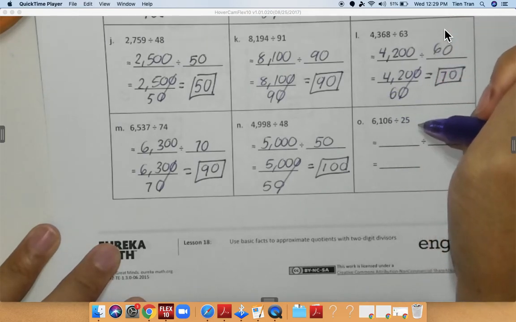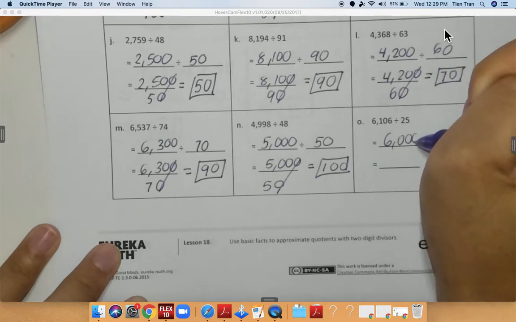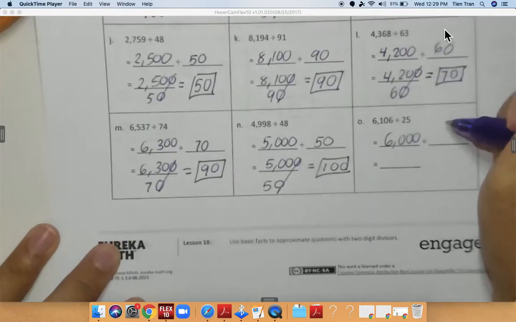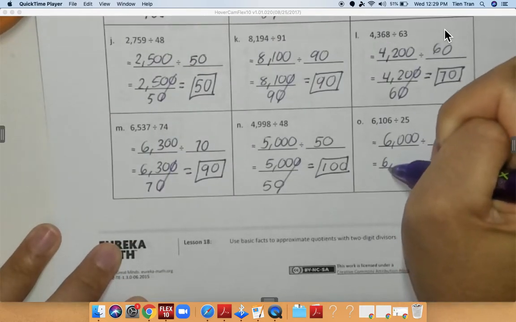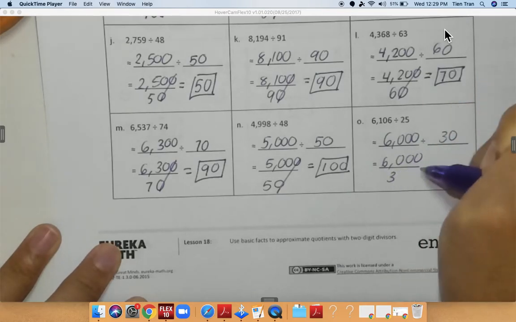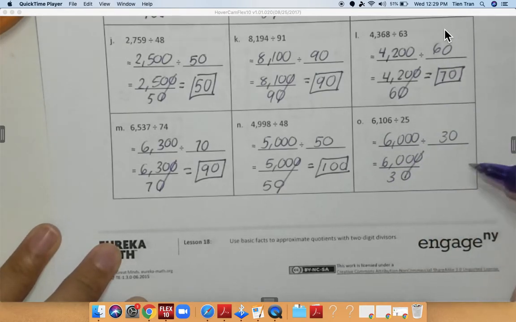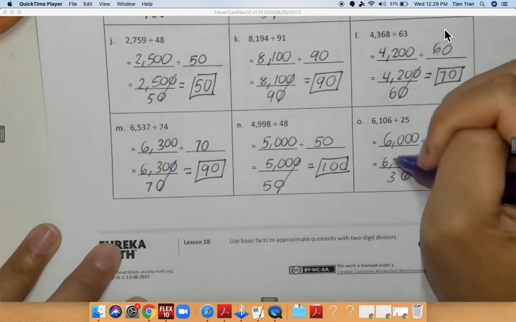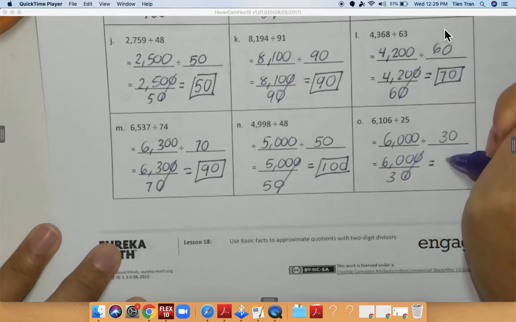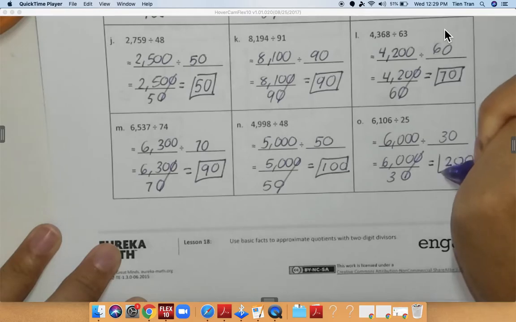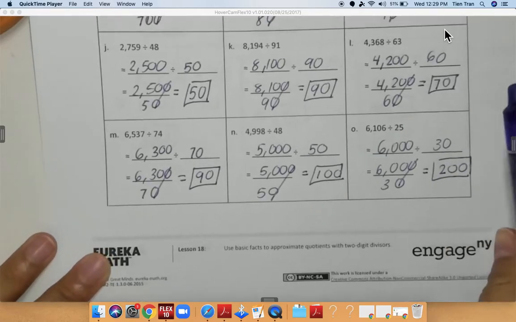Over here, I have 6,106, so I'm going to write down 6,000. 25 can be rounded to 30. 6,000 divided by 30. I have 0 divided by 0 is equal to 0. 600 divided by 3, or 6 divided by 3 is equal to 2. Add my 2 zeros, and my final answer is 200.